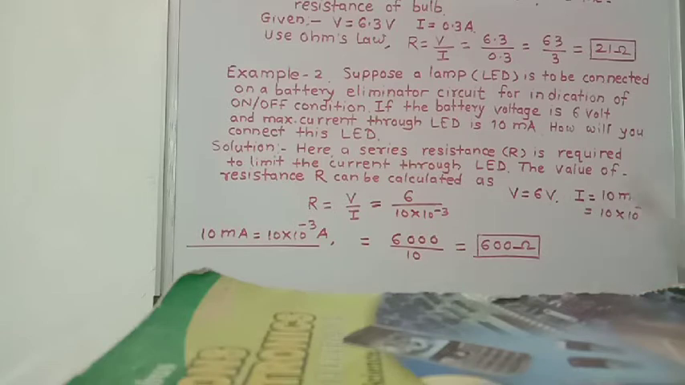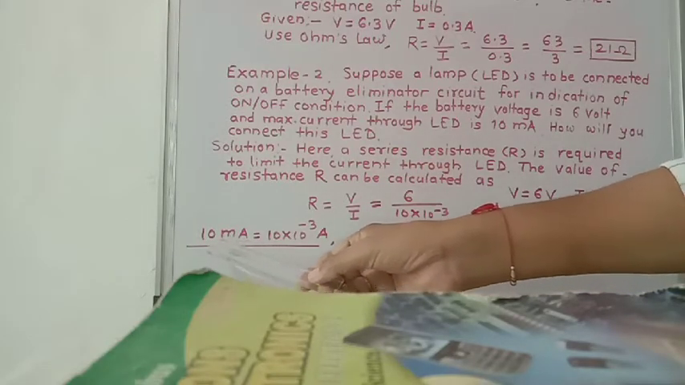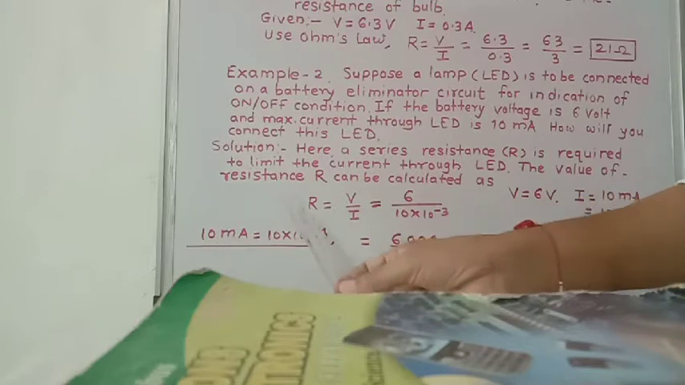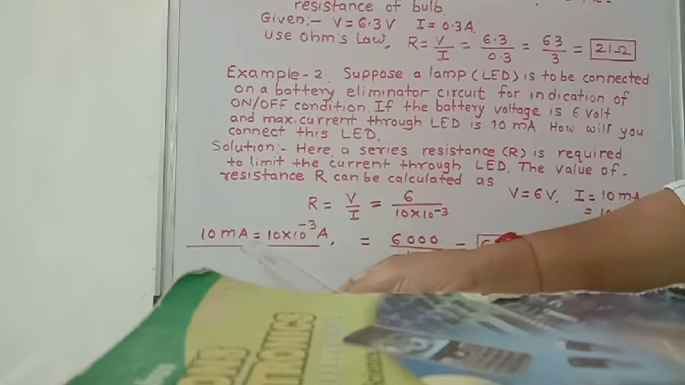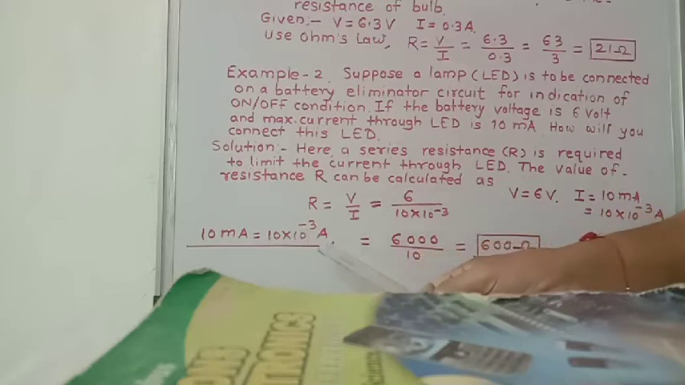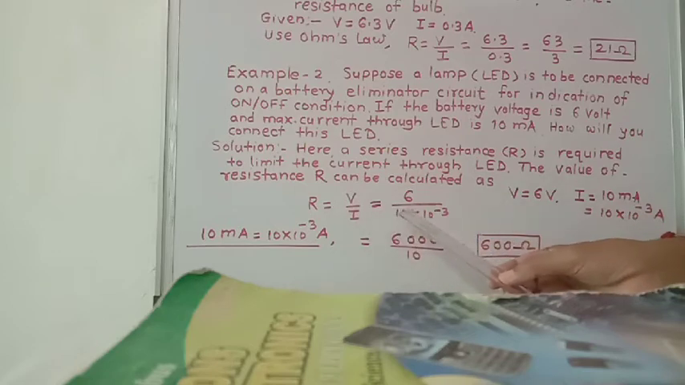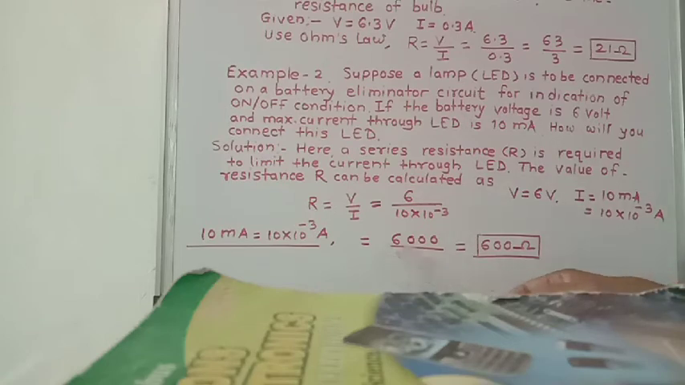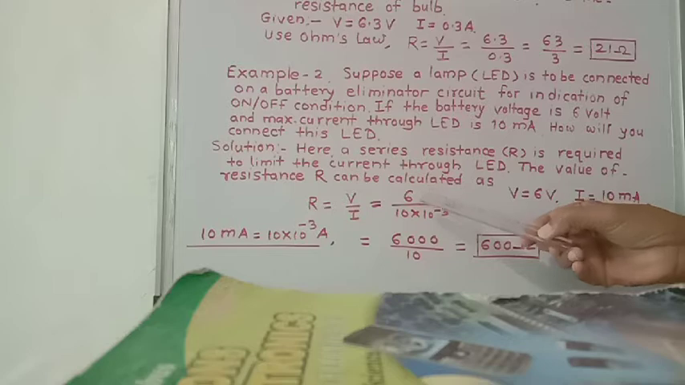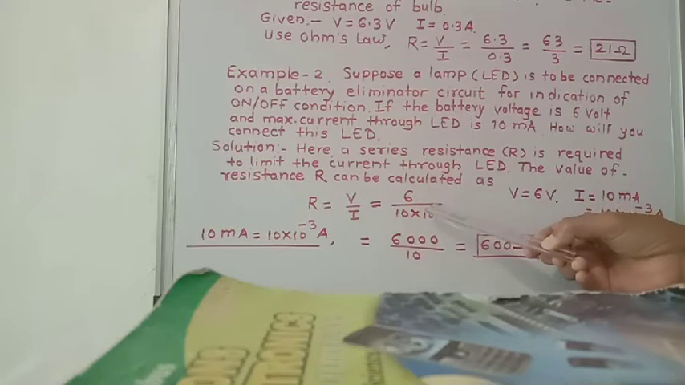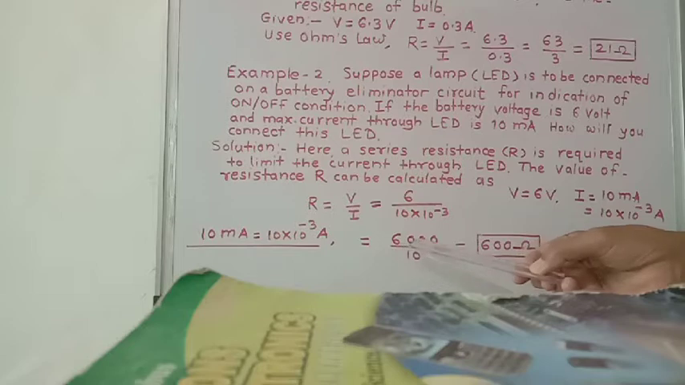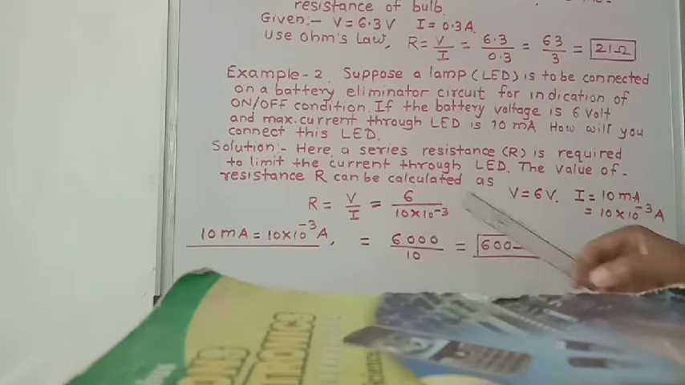So we have to convert this current, which is in milliampere, into ampere. 10 milliampere is equal to 10 into 10 raised to minus 3 ampere. So R is equal to V upon I, that is 6 divided by 10 into 10 raised to minus 3. Now if we take this 10 raised to minus 3 up, it becomes 10 raised to plus 3, that is 1000. So 1000 into 6, that is 6000 ohm divided by 10. The zeros cancel and therefore the resistance is 600 ohm.